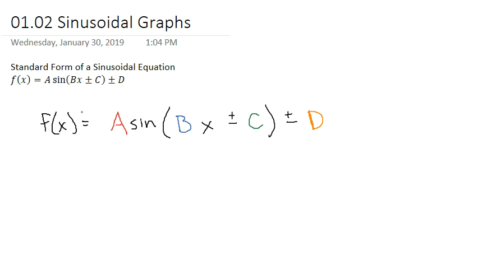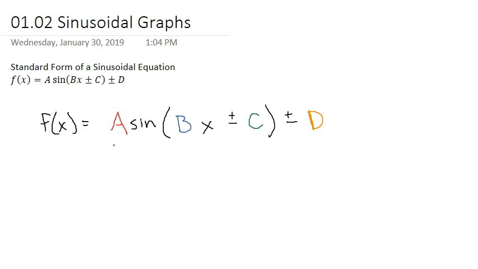All right, today we're going to be looking at lesson 1.2, and that deals with sinusoidal graphs. All right, so last unit we spent talking about trig functions and learning how to quantify them, mostly using the unit circle. Now what we're going to do is start translating all those numbers to actual graphs, okay? And the very first thing that I want you to have a grasp of is the standard form of a sinusoidal function, which is right here.